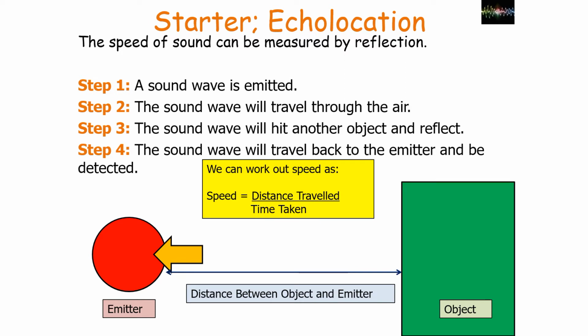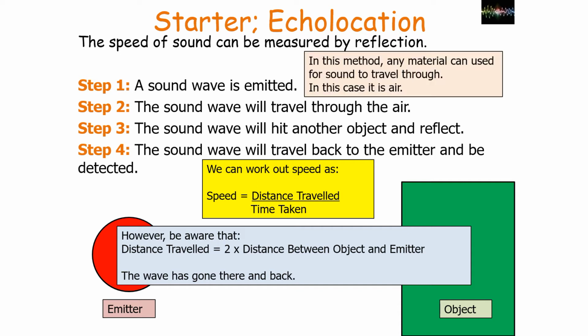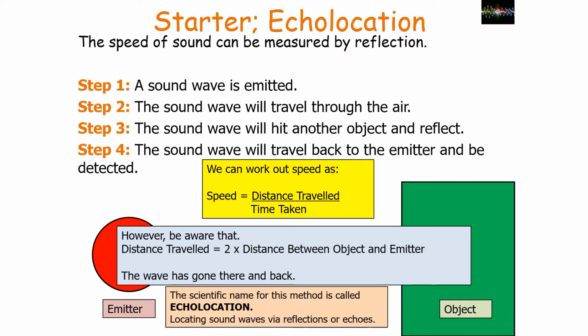We can then work out the speed as speed equals distance travelled over time taken. Just remember, when we're working out the distance travelled by the sound wave, it's twice the distance between the object and the emitter, because the wave has gone there and it's gone back. In this method, any material can be used for sound to travel through, but in this case we're just using air. Like mentioned before, the scientific name for this method is echolocation, locating objects via reflected sound waves, or echoes.